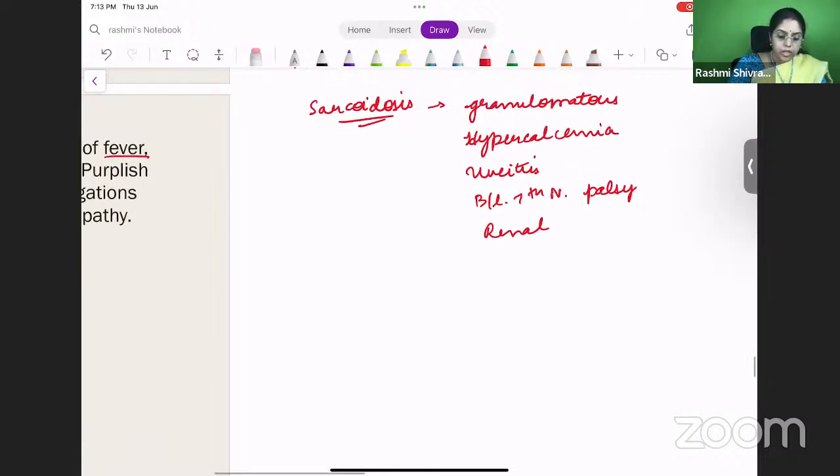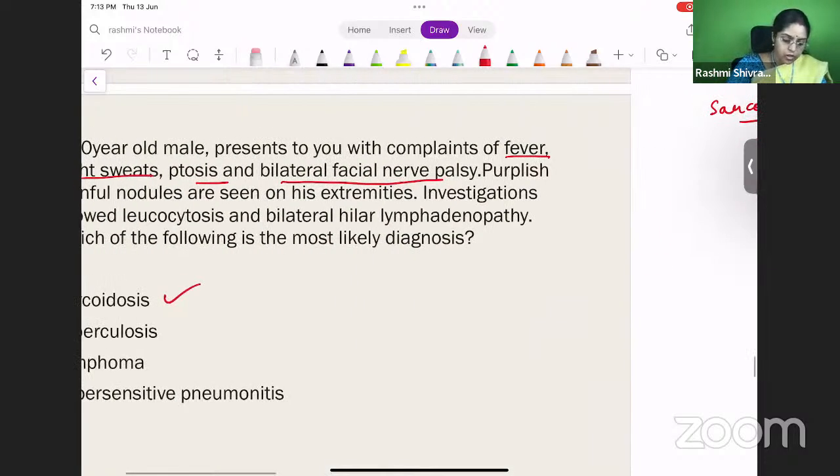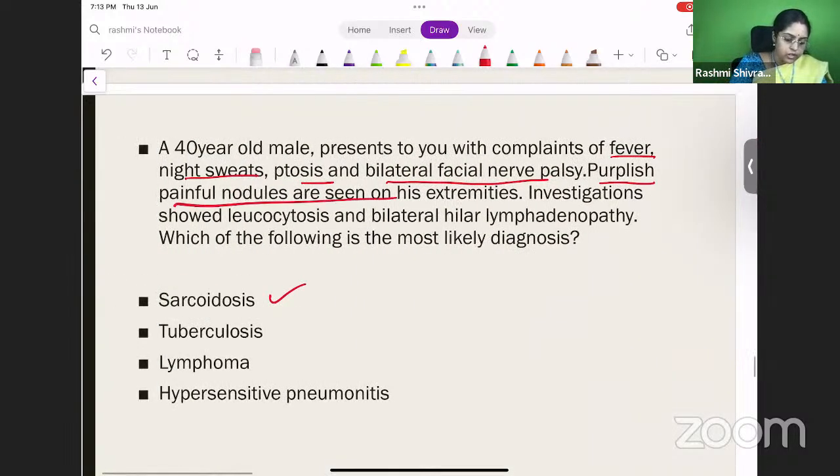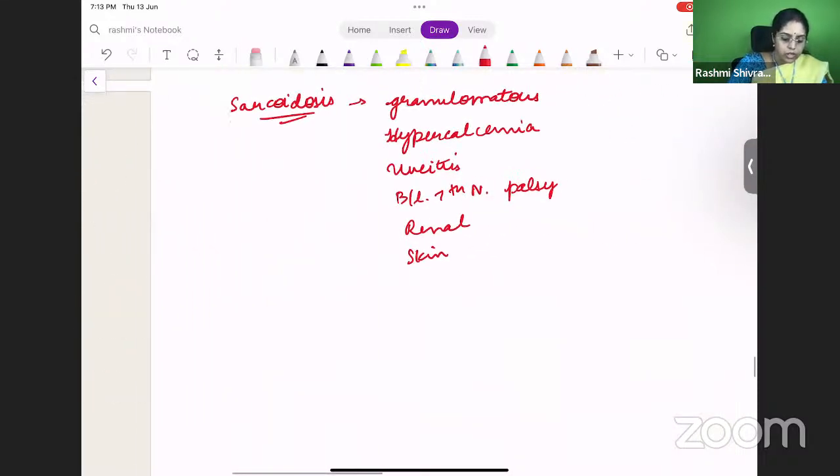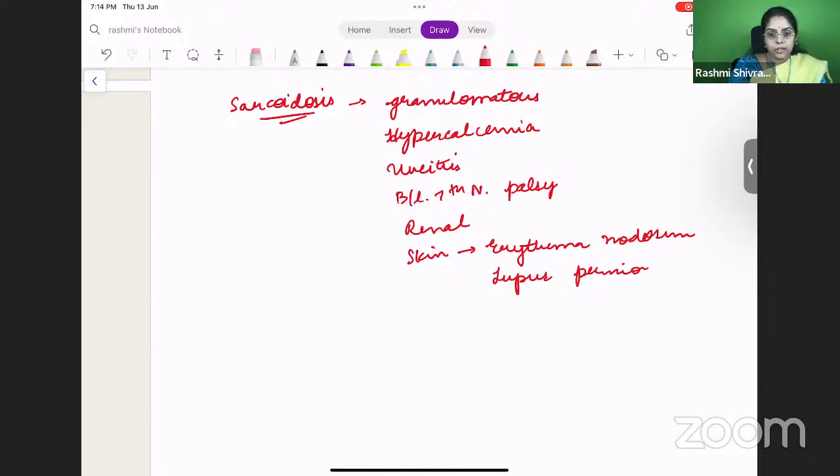The other thing is the patient can have skin manifestations. Purplish painful nodules are seen. What is this called? This is called erythema nodosum. The other thing which is characteristic of sarcoidosis is lupus pernio. When you hear lupus pernio, it should not be about SLE. It is about sarcoidosis. This is the dermatological involvement that you see in these patients.